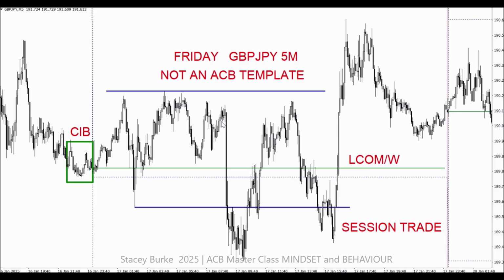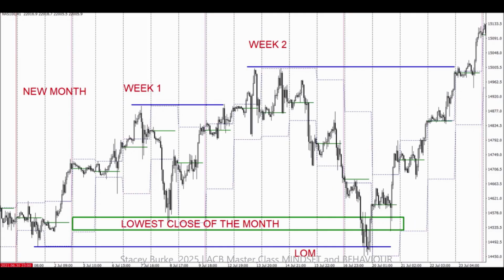But this is a session reversal trade at the lowest closing price of the month and the lowest level of the month. So it's important for you to be able to go back and walk through and take different instruments and recognize when we're at the beginning of a new month and we're closing and breakout, whether we have opportunities for ACB trend trades or if they're just session trade opportunities.